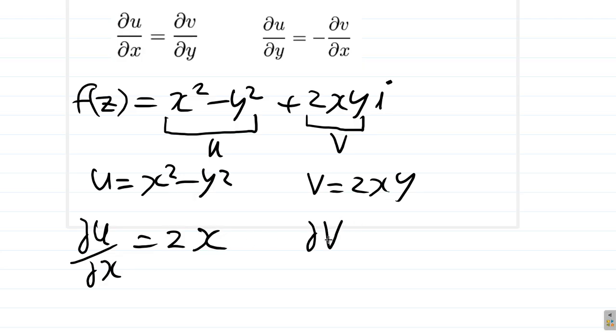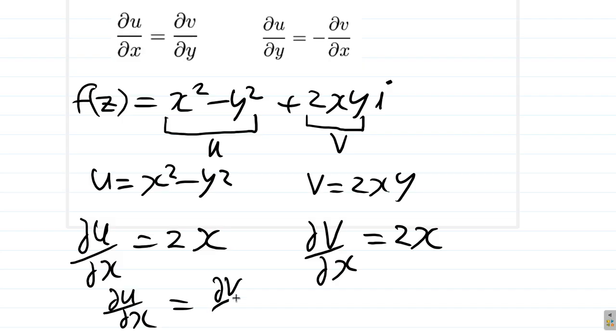What is the partial derivative of v with respect to y? It is 2x. So we can see here that partial u by partial x is 2x, and it is equal to partial v by partial y. Seems to be analytic so far, but let's try the other equation.